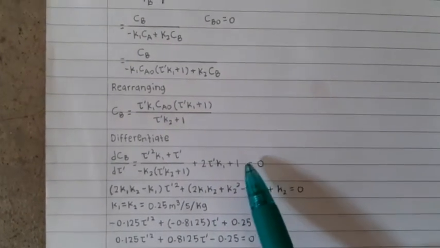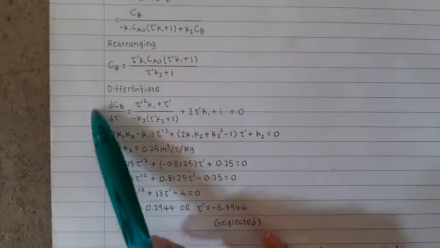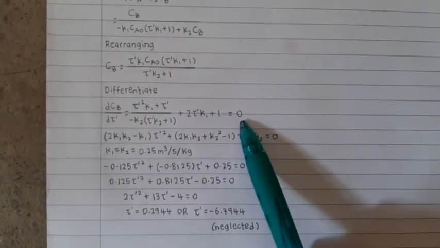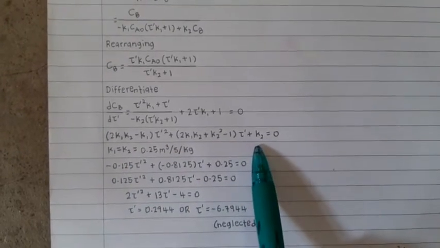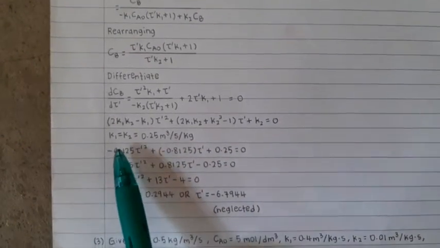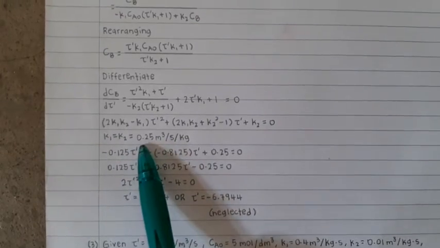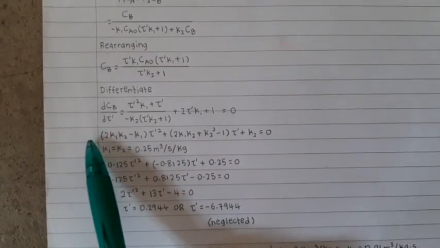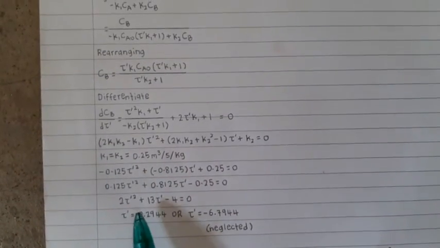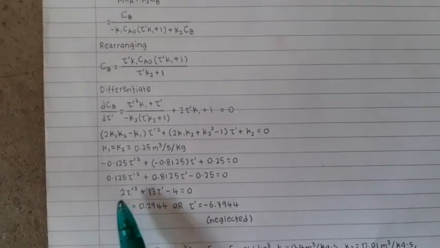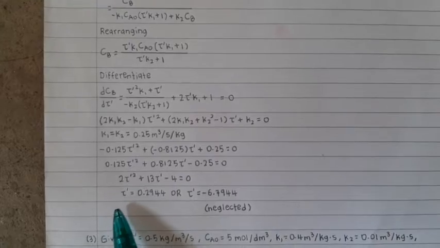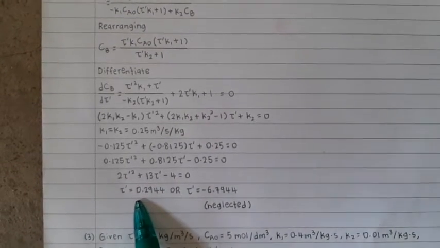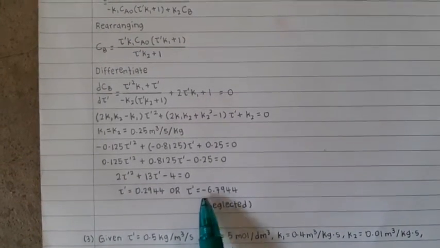To get the T optimum, we need to differentiate Cb with respect to tau, and this derivative equals 0. The equation will simplify into a quadratic, and given in the question, K1 and K2 equal 0.25. Substituting into the quadratic equation, we get 2 tau squared plus 13 tau minus 4 equals 0, and we get the final answer tau equals 0.2944, or a negative answer which is neglected.